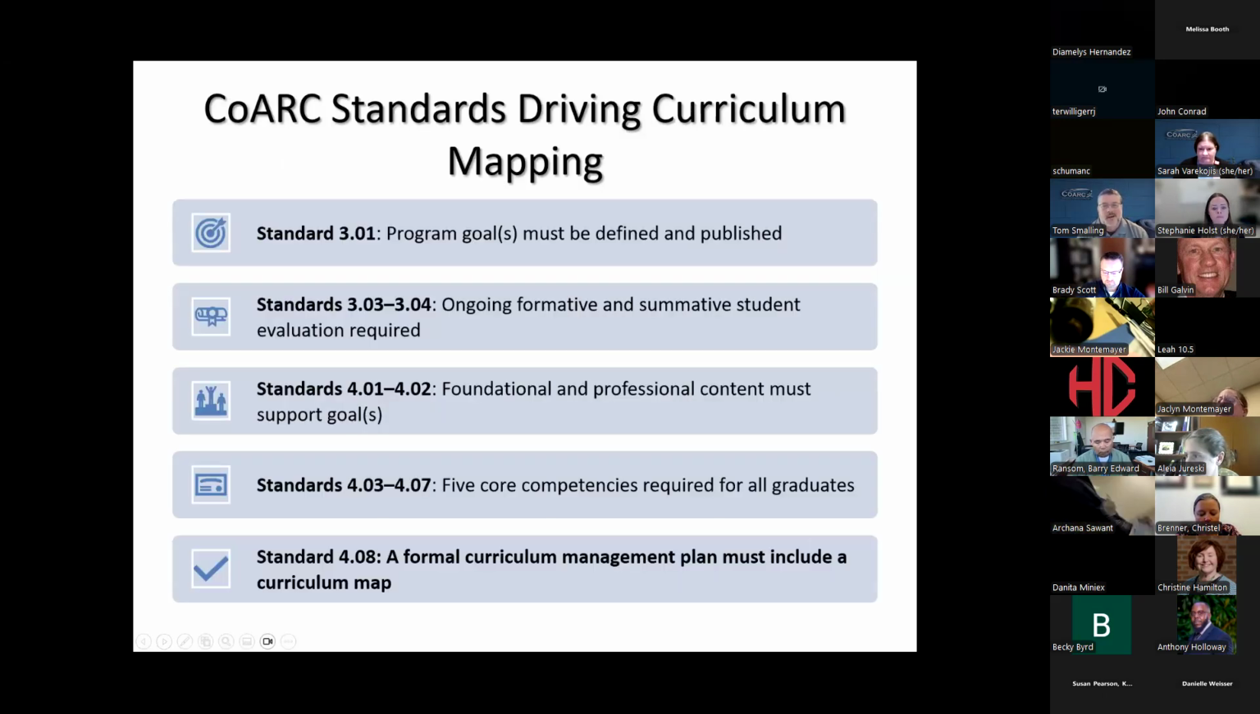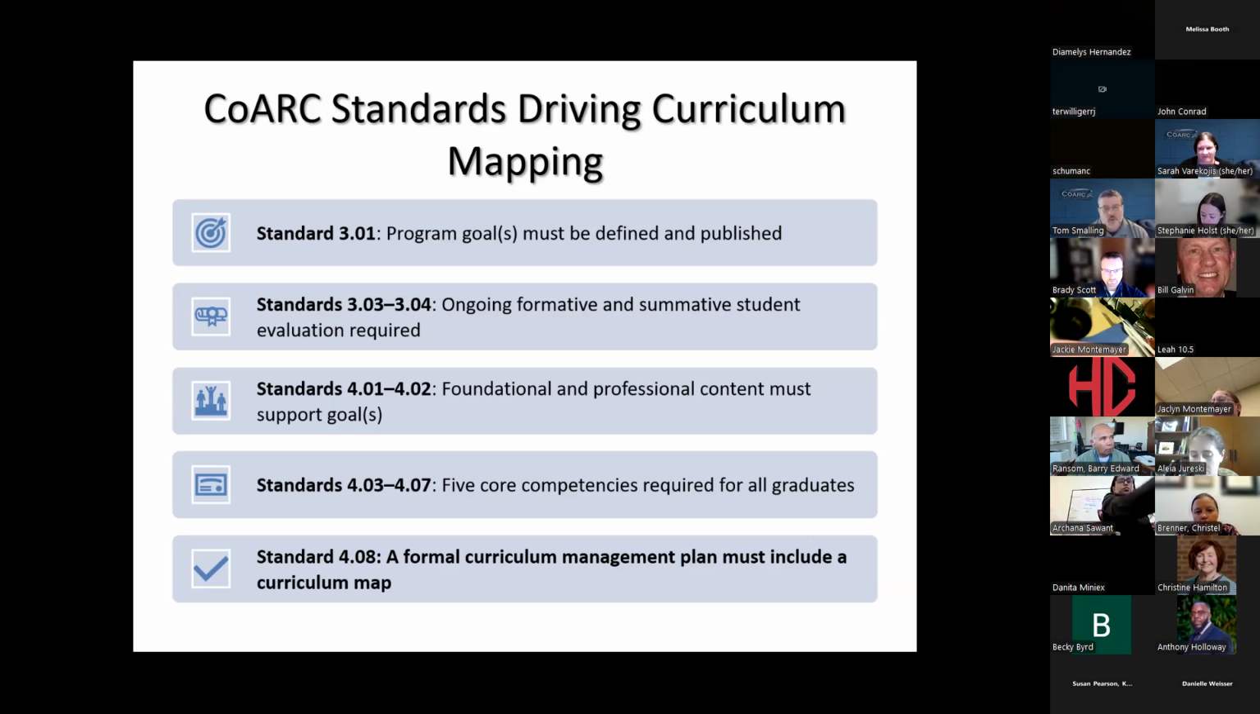So what about the new standards? Thankfully, maybe for you, all the sections are generally the same, 5 sections, and the focus really is sections 3 and 4 for this presentation. The curriculum mapping is driven by the COARC standards. That's a given. That's one of the rules we have.